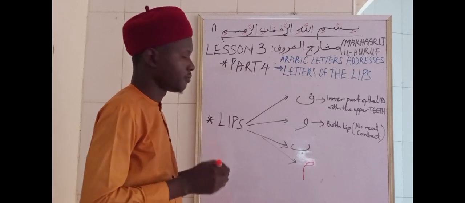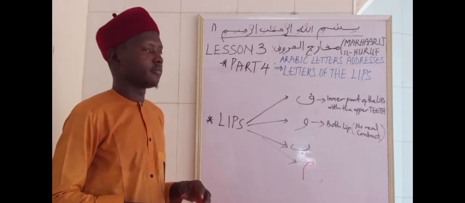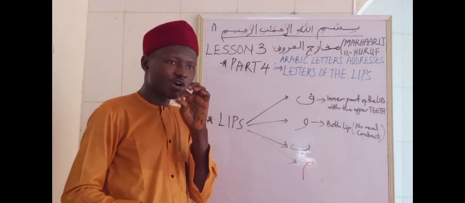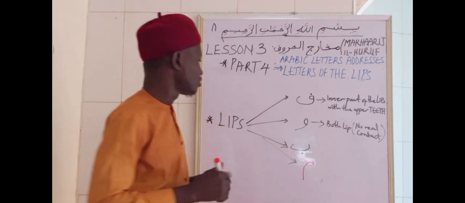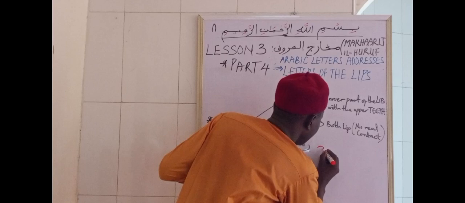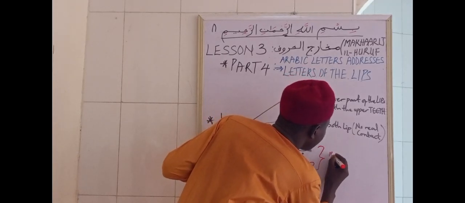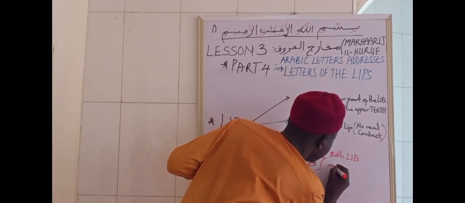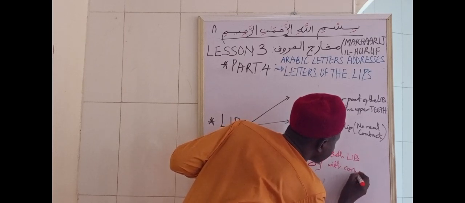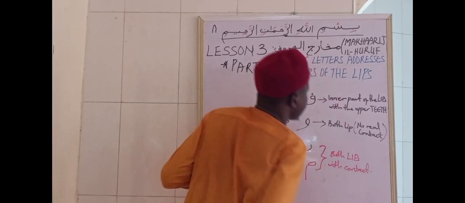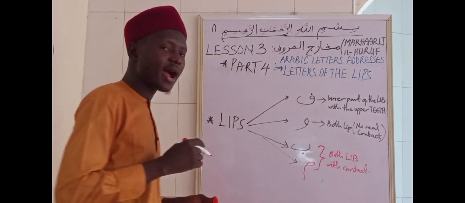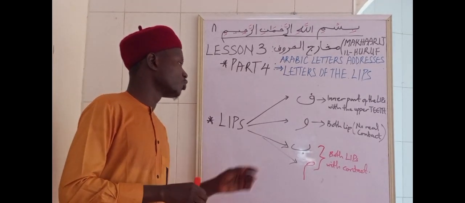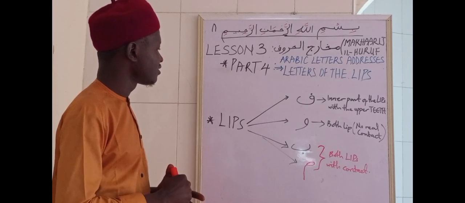So Mim. These are both lips with contact. So these two, say they are what? Both lips with contact. The upper and the lower lips are going to be touching one another before you are able to pronounce this letter.